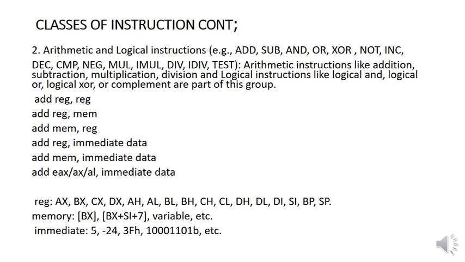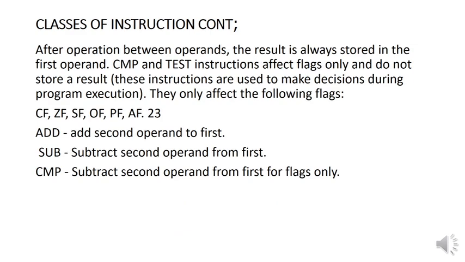Add reg, add reg, mem, add mem, reg. So if you look at it, then reg is AX, BX, CX, DX, which we look at in the memory variables. Then immediate values like 5, minus 24, 3F. So this takes us to the operation between operands. The result is always stored in the first operand.